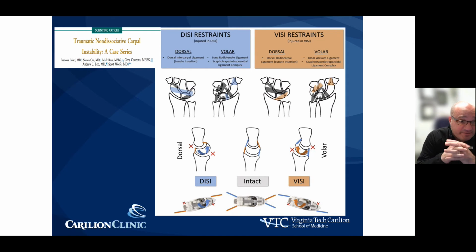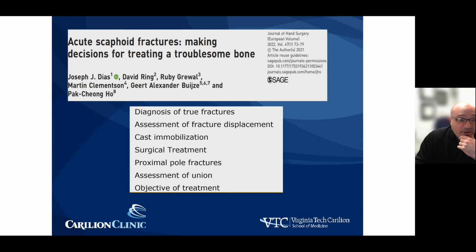And this may be because the DISI or the VISI restraints have been disrupted, as shown in this picture, and that can lead to carpal malalignment. One article that I would recommend for you to read and reference is this article that was published in the Journal of Hand Surgery European volume that talks about acute scaphoid fracture, making decisions for treatment for this troublesome bone. It really covers the diagnosis, the assessment, the cast, the surgical treatment, the proximal pole, the assessment of union, and objectives of treatment. And this is what this talk was based on. This is a good reference to have in your armamentarium.